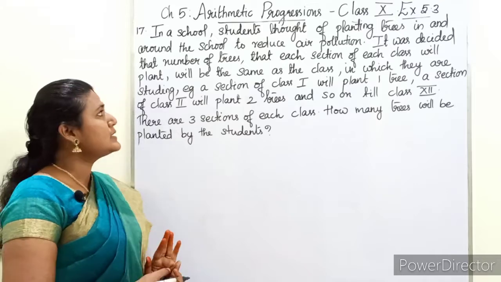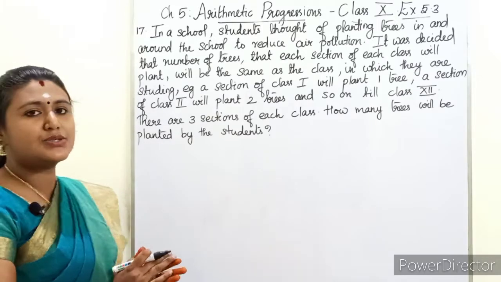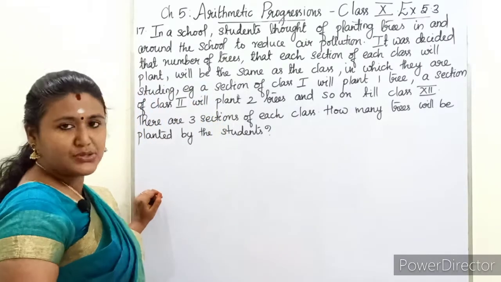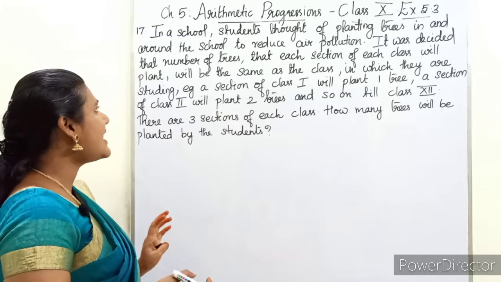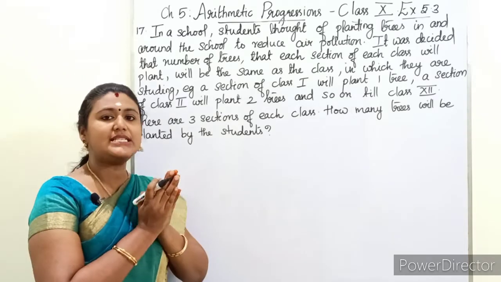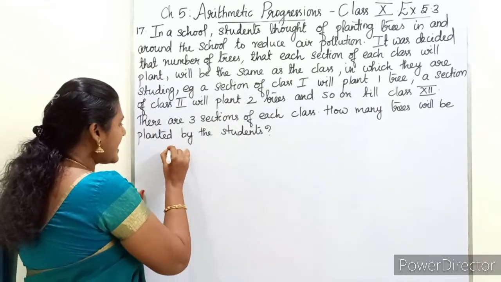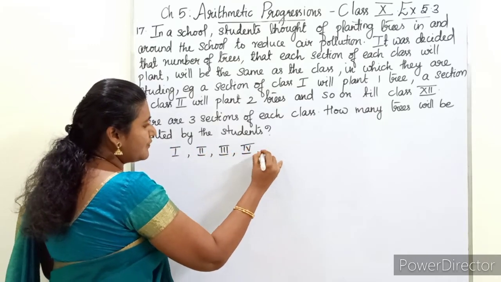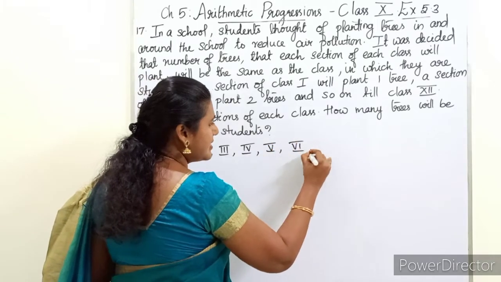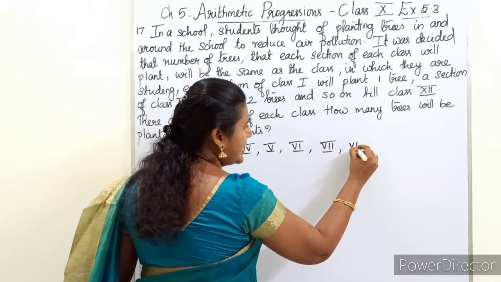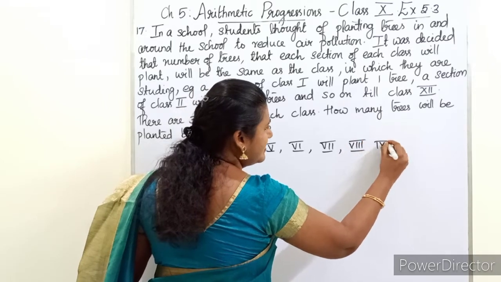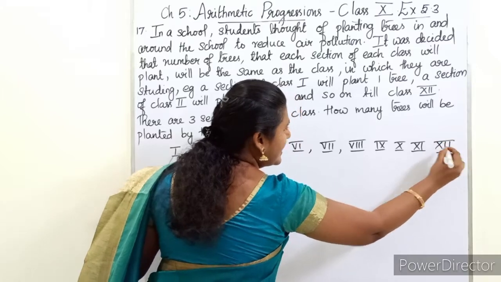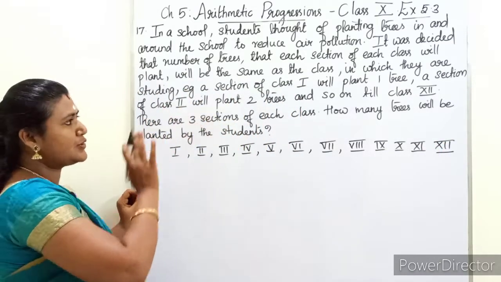So the question is, in a school, the students thought of planting trees in the school campus to reduce air pollution, and it was decided how many trees each class will plant. Actually, there are classes from 1, 2, 3, 4, 5, 6, 7, 8, 9, 10, 11, 12. So from class 1 to 12 they are going to plant trees.